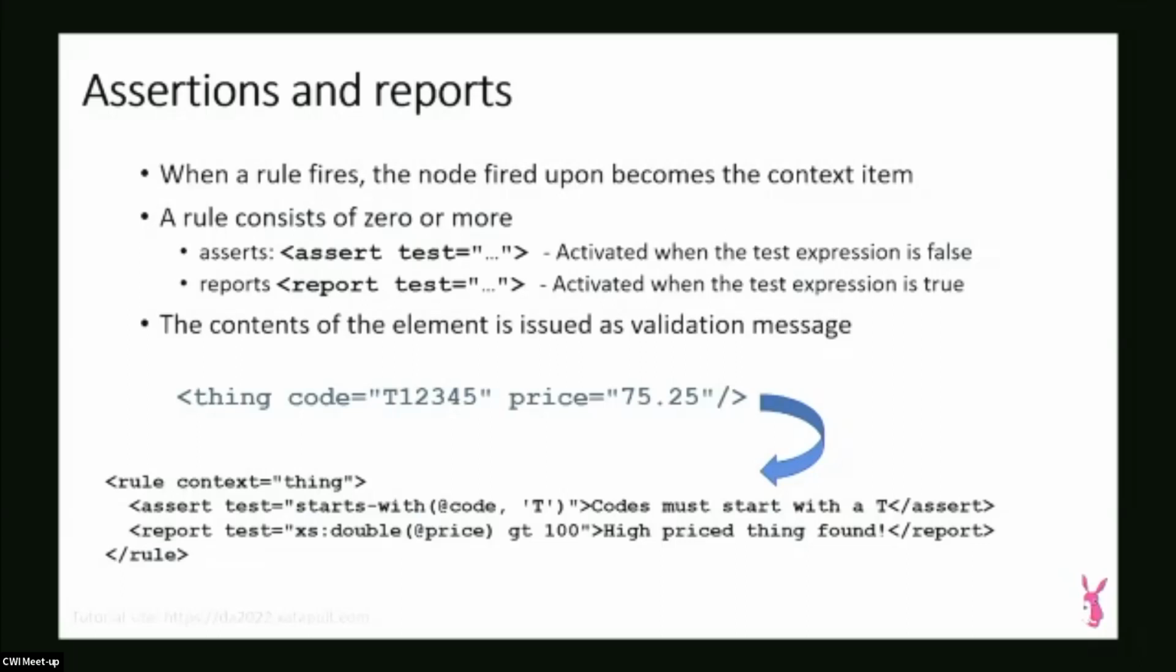Question: an assert works if the thing is true and the report is true? Another way around. An assert fires when the test expression is false. So when it asserts something and it's false, the assert fails, and it's a validation error. Right. Thanks. So this is the whole idea. You have patterns. Patterns contain rules. Rules contain asserts and reports.